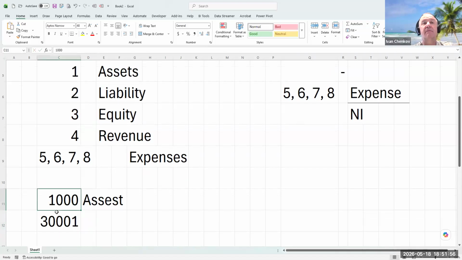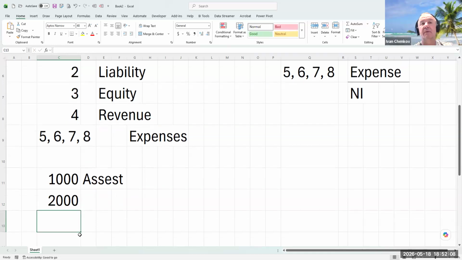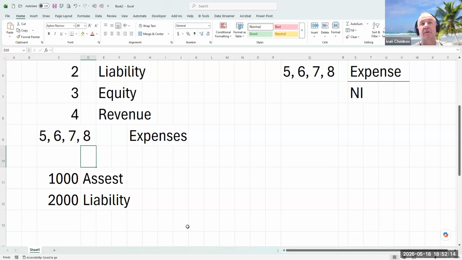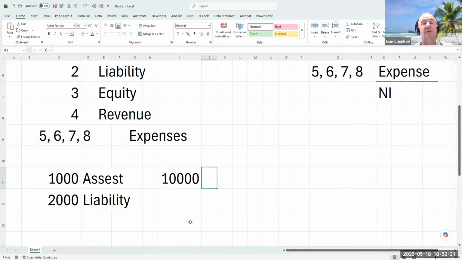Now I have 999 options and choices for asset accounts until I go to 2000, because everything that starts with 2000 is going to be liability. Now, that's one option. The other option is to have 10,000 start with assets. Now, the next number that I have is 20,000. That's a liability.